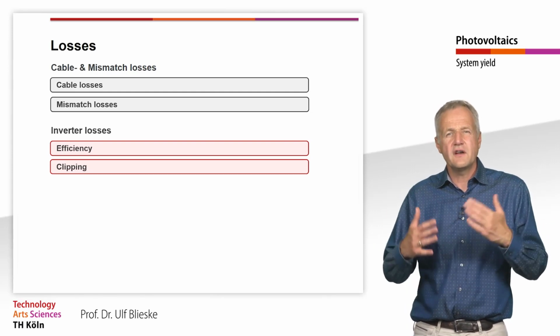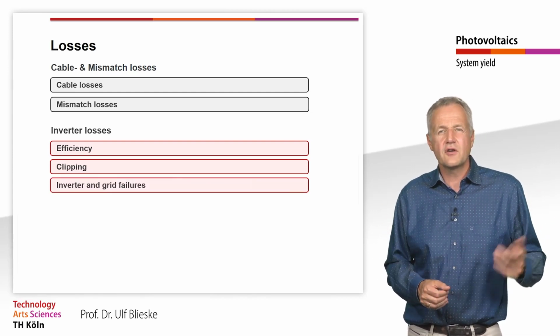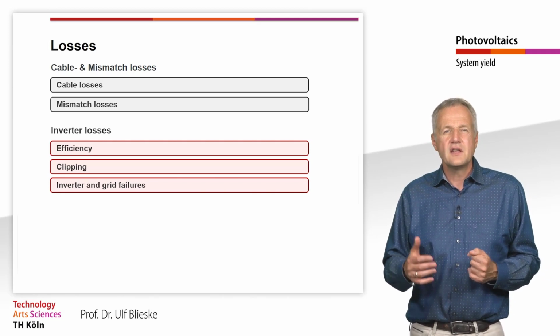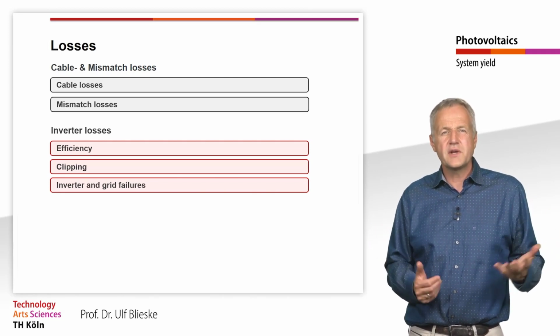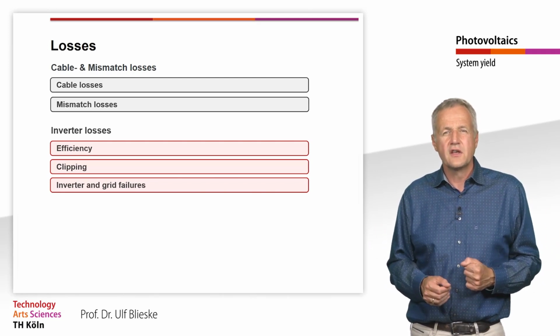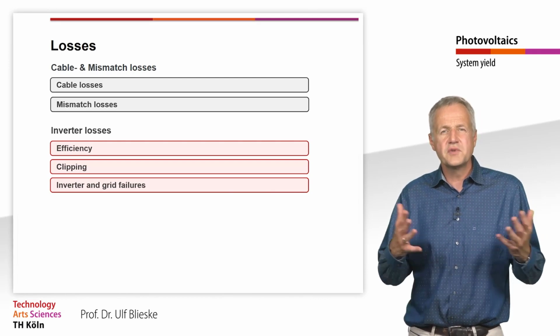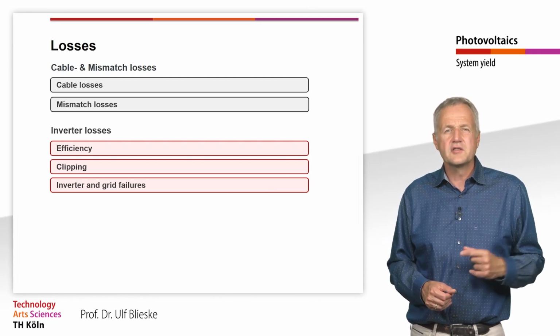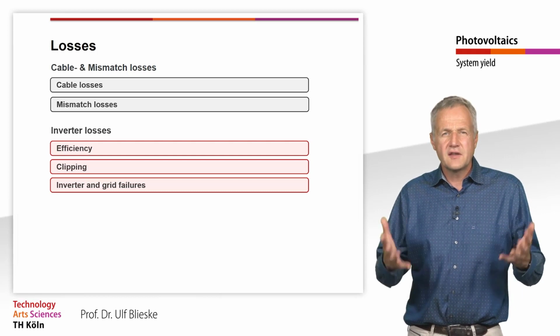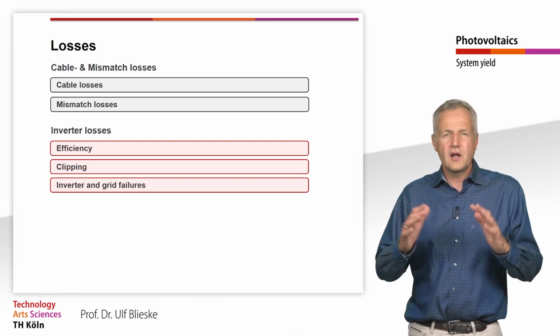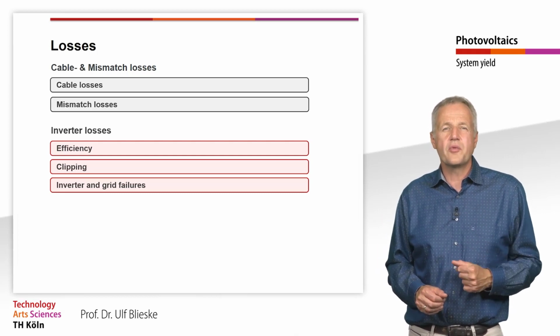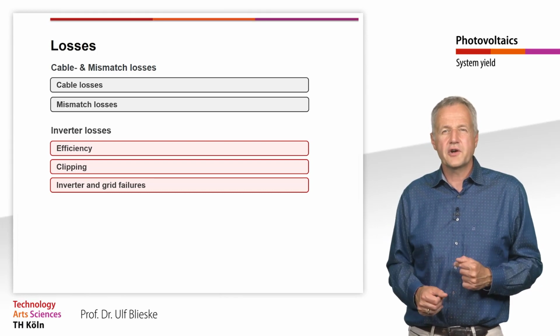Furthermore, inverter and grid failures can lead to yield losses of the plant. Even if these failures cannot be directly attributed to the system design itself, they should be taken into account in a yield prediction. If a standalone inverter is used, the losses are lower, since the inverter can continue to operate even in the event of a grid failure.